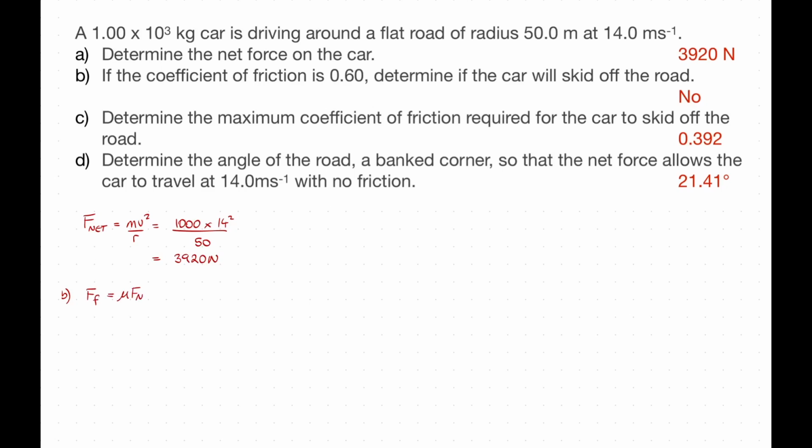Force of friction is equal to mu Fn. It's driving on a flat road, so therefore Fn is equal to Fg, which is equal to mass times gravity, which is then going to be equal to 0.6 times by the 1,000 times by 10, which should be equal to 6,000 newtons. Now, it's a question about whether it will skid off the road. So we need some reason why it's not going to skid off the road. So as our force of friction is greater than F net, it will not skid off the road.